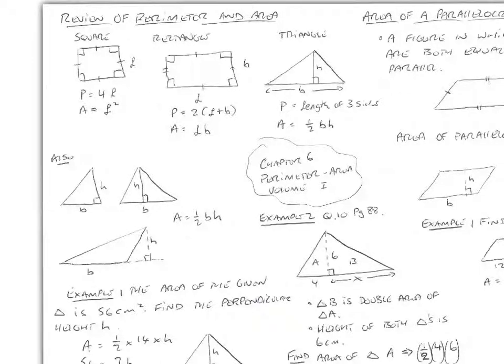Revision of perimeter and area. Okay, well, here's a square, and you can see it has 4 right angles, 4 sides of equal length L. The perimeter of that square is 4 times L, the area is L squared.